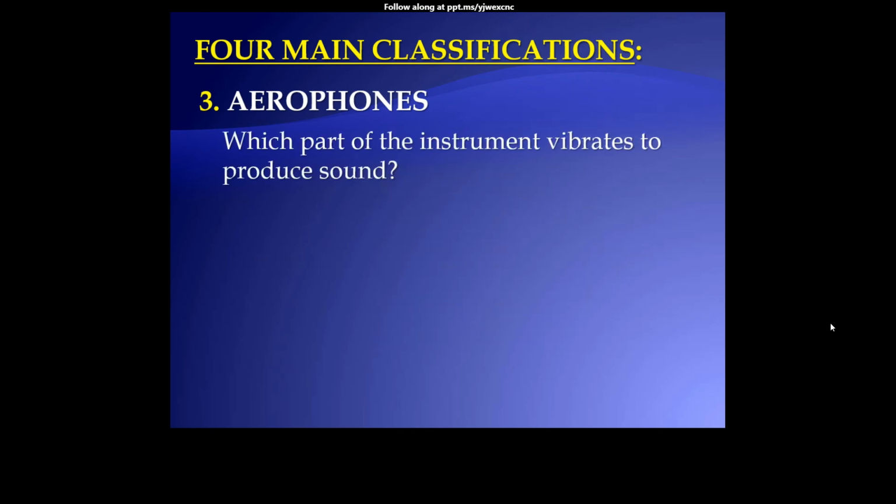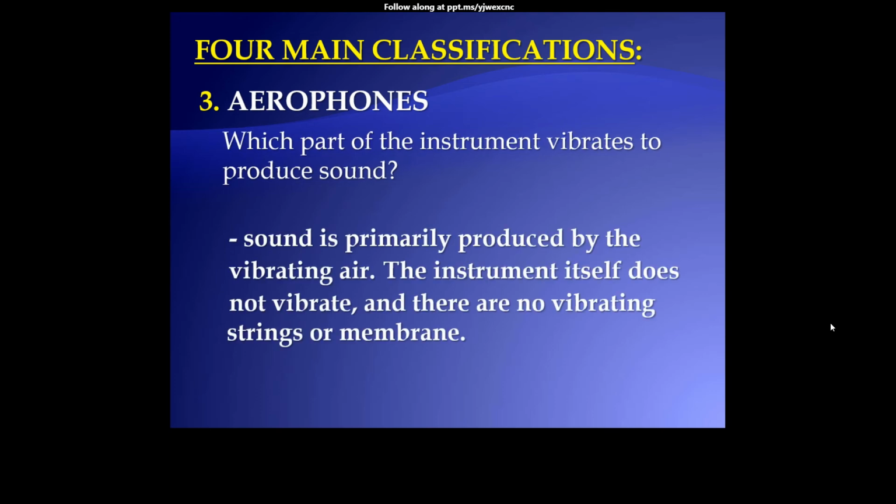Which part of the instrument vibrates to produce sound in aerophones? Sound is primarily produced by the vibrating air. The instrument itself does not vibrate, and there is no vibrating string or membrane.